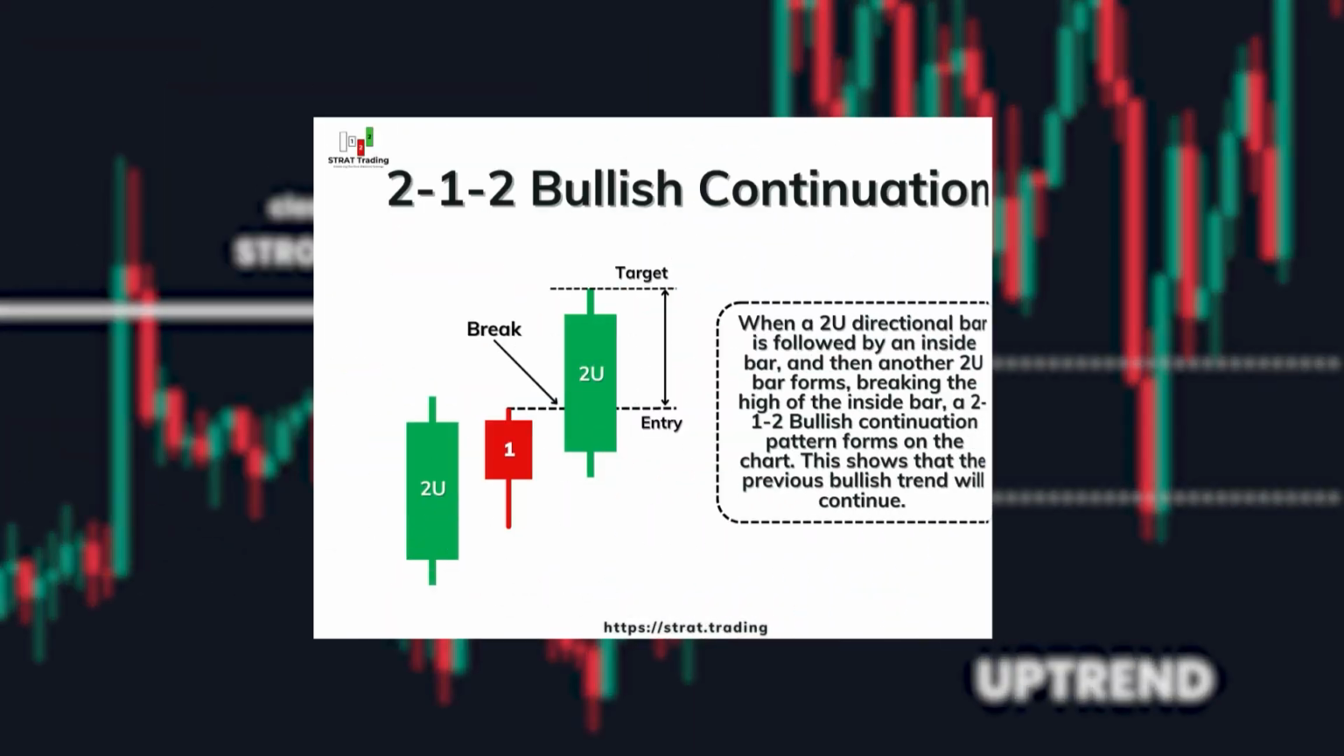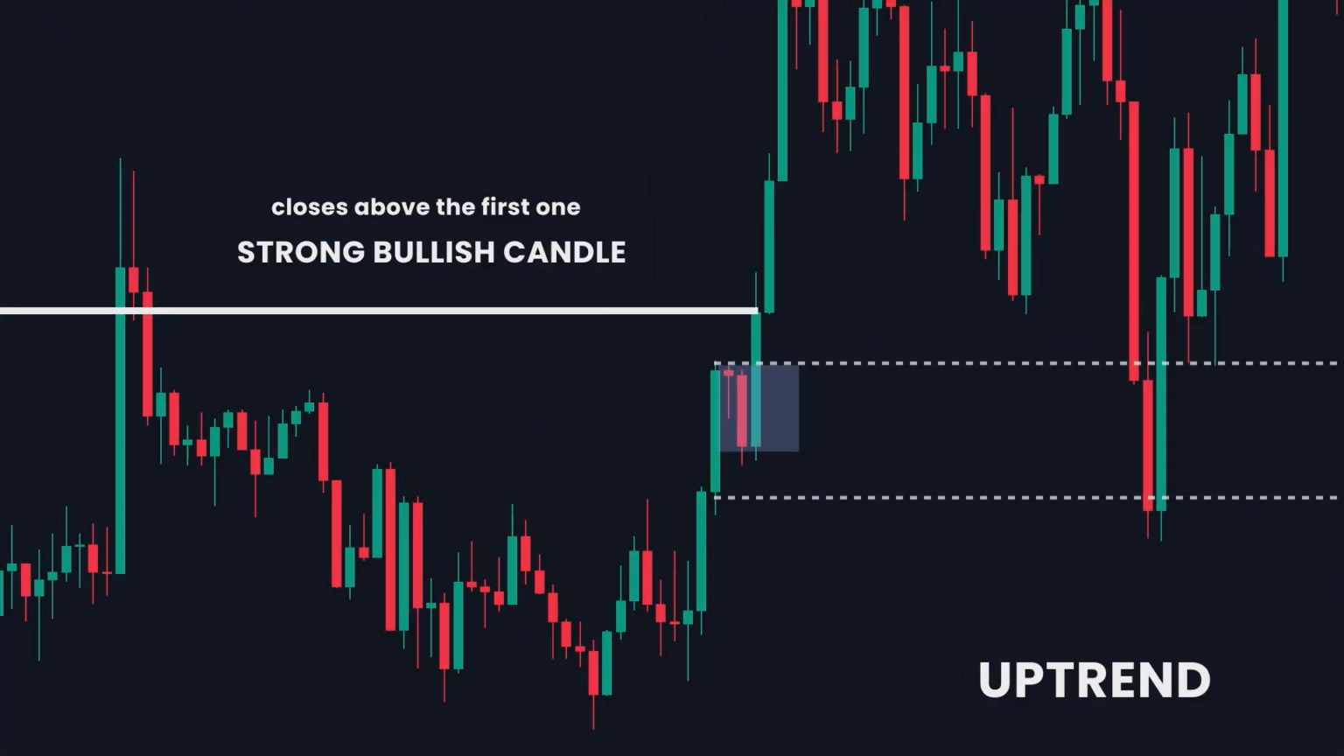It can work just as effectively with 1 or 2 bearish candles, as long as the pullback remains contained within the range of the first bullish candle. The key is that the pullback candles do not break below the low of the first bullish candle, ensuring that the overall trend remains intact.